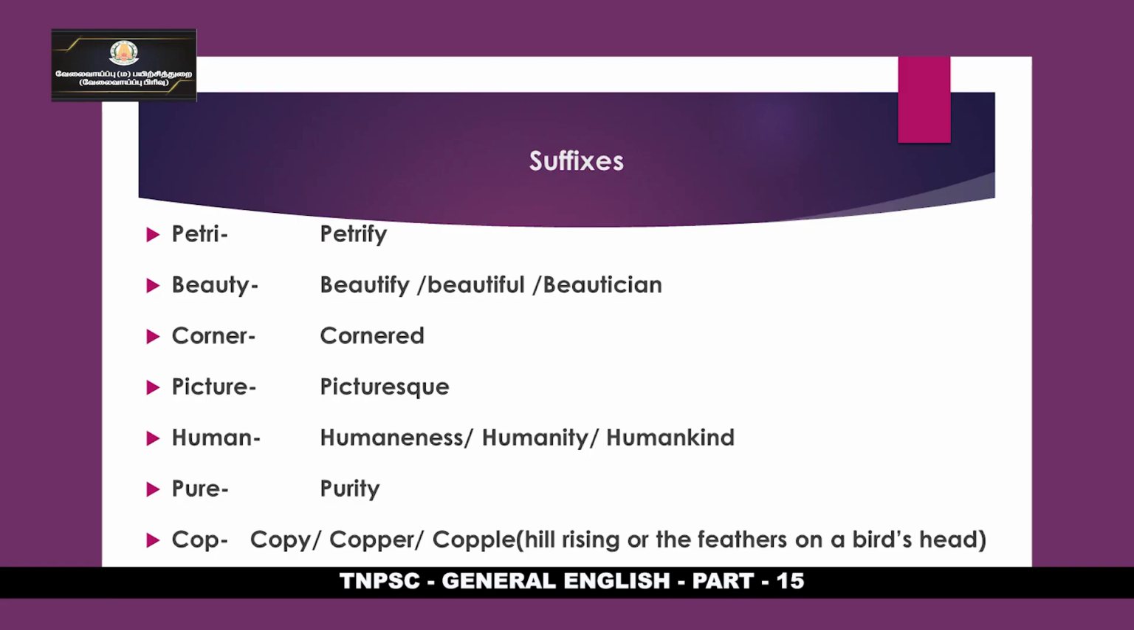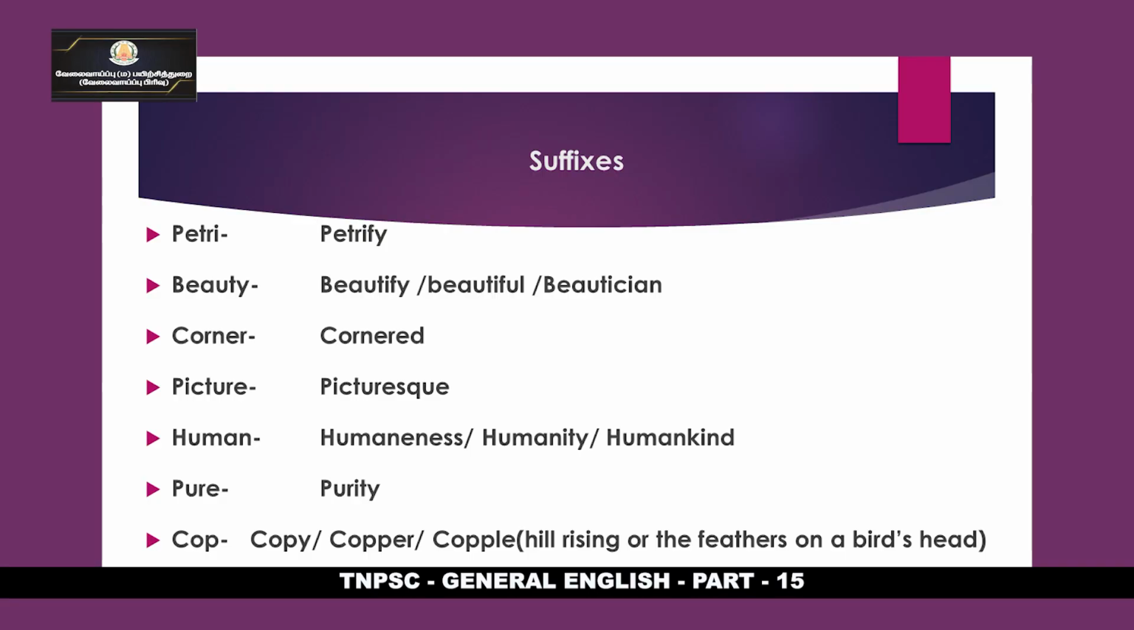Human, you can add letters and derive humaneness, humanity, humankind. Humaneness actually refers to a kind of sympathy and kindness, not just to human beings, but to animals and plants and to almost all beings on earth. Humanity is oriented towards your own species, which is humankind.